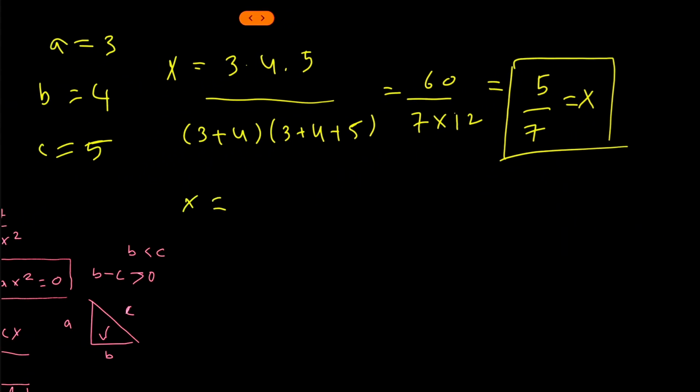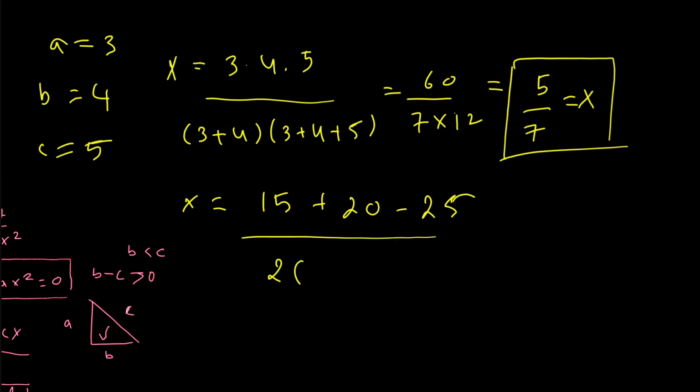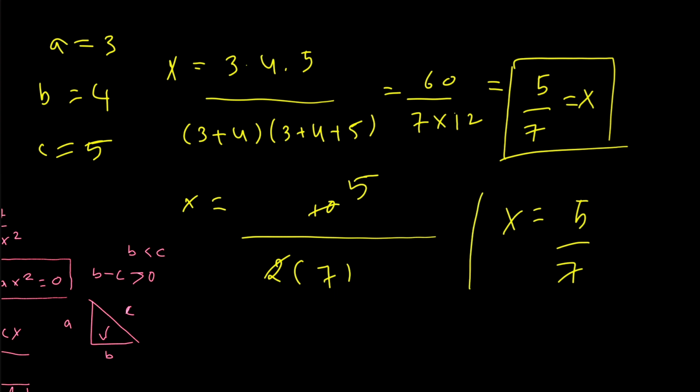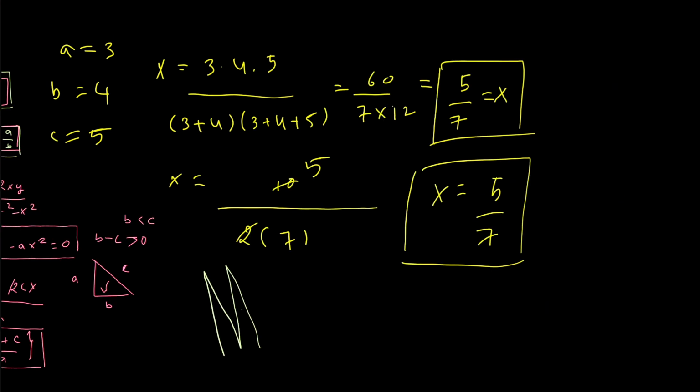So x equals ac, therefore 3 times 5 is 15, plus bc, so 4 times 5 is 20, minus c square, that is 25, divided by 2 times a plus b, so 3 plus 4 is 7. So in the numerator we will get 35 minus 25, that's 10. From the table of 2 it cancels out as 5. So we get again the value of x, that is 5 upon 7, and that's the answer that we were looking for. So this was my way to solve this particular question.